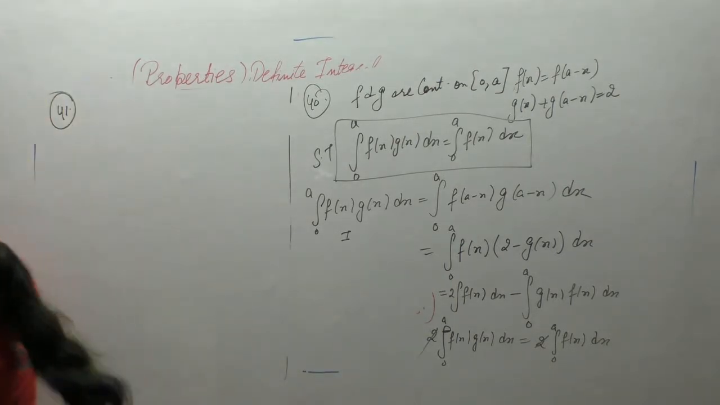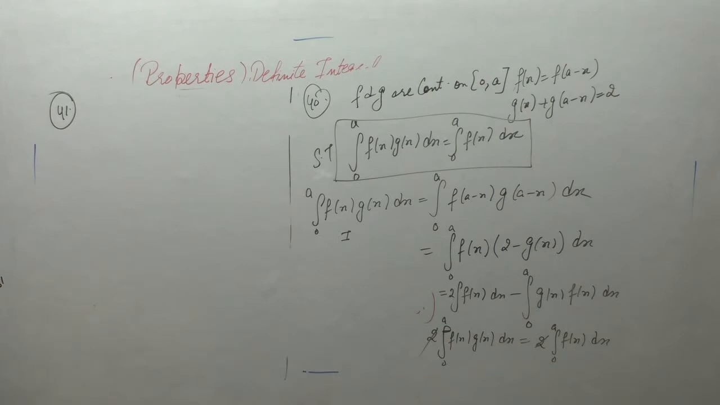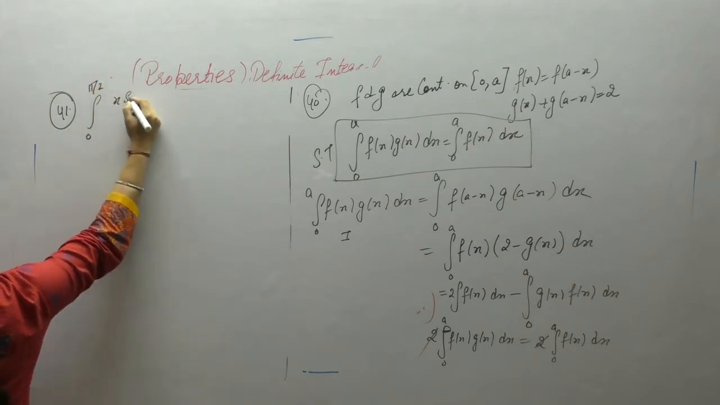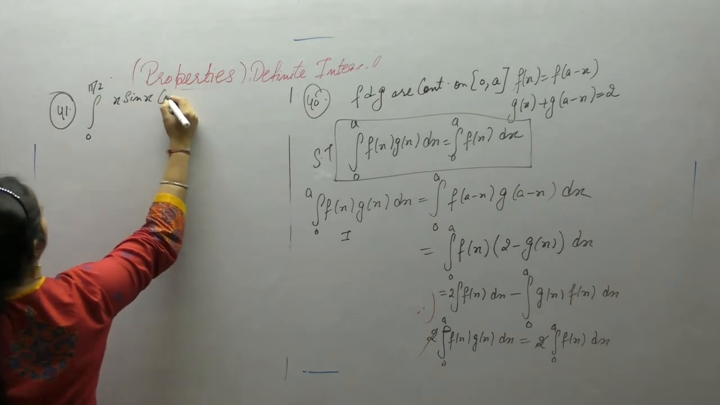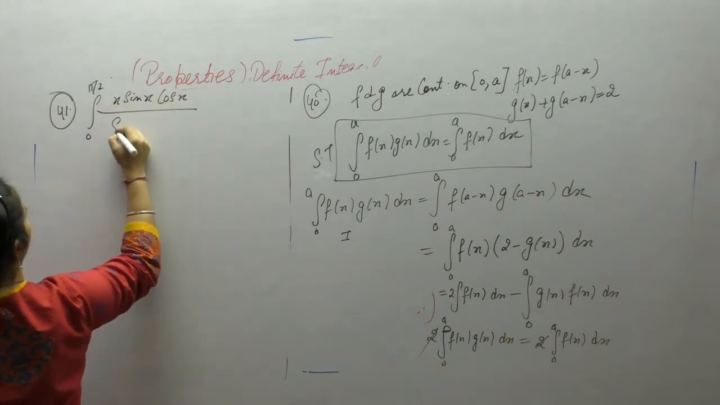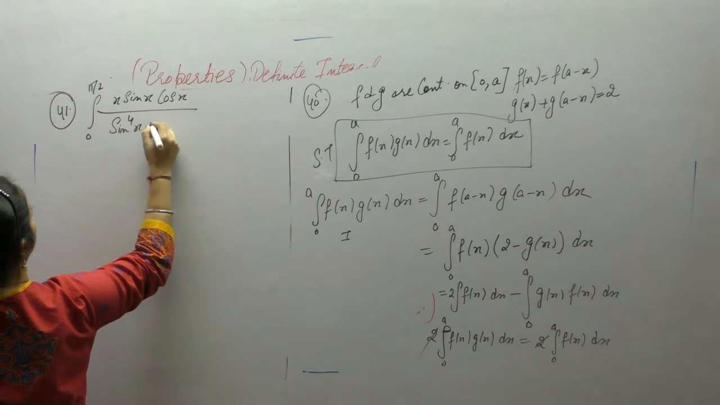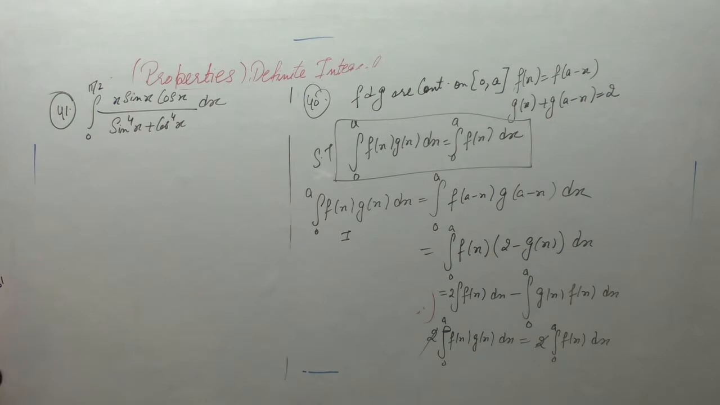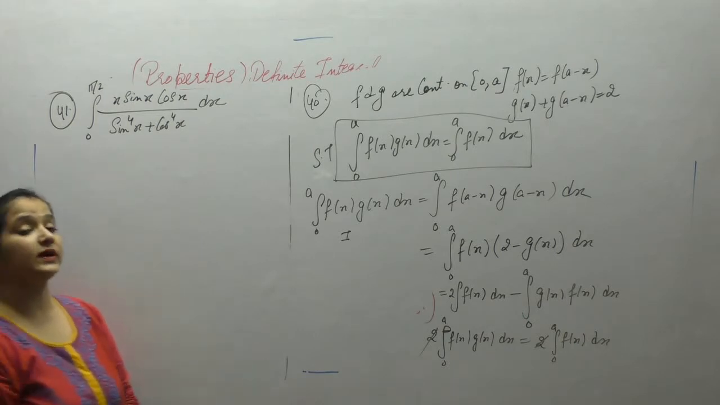Now the next one is the integral from 0 to pi by 2 of x sin x cos x upon sin^4 x plus cos^4 x dx. First use the same property.